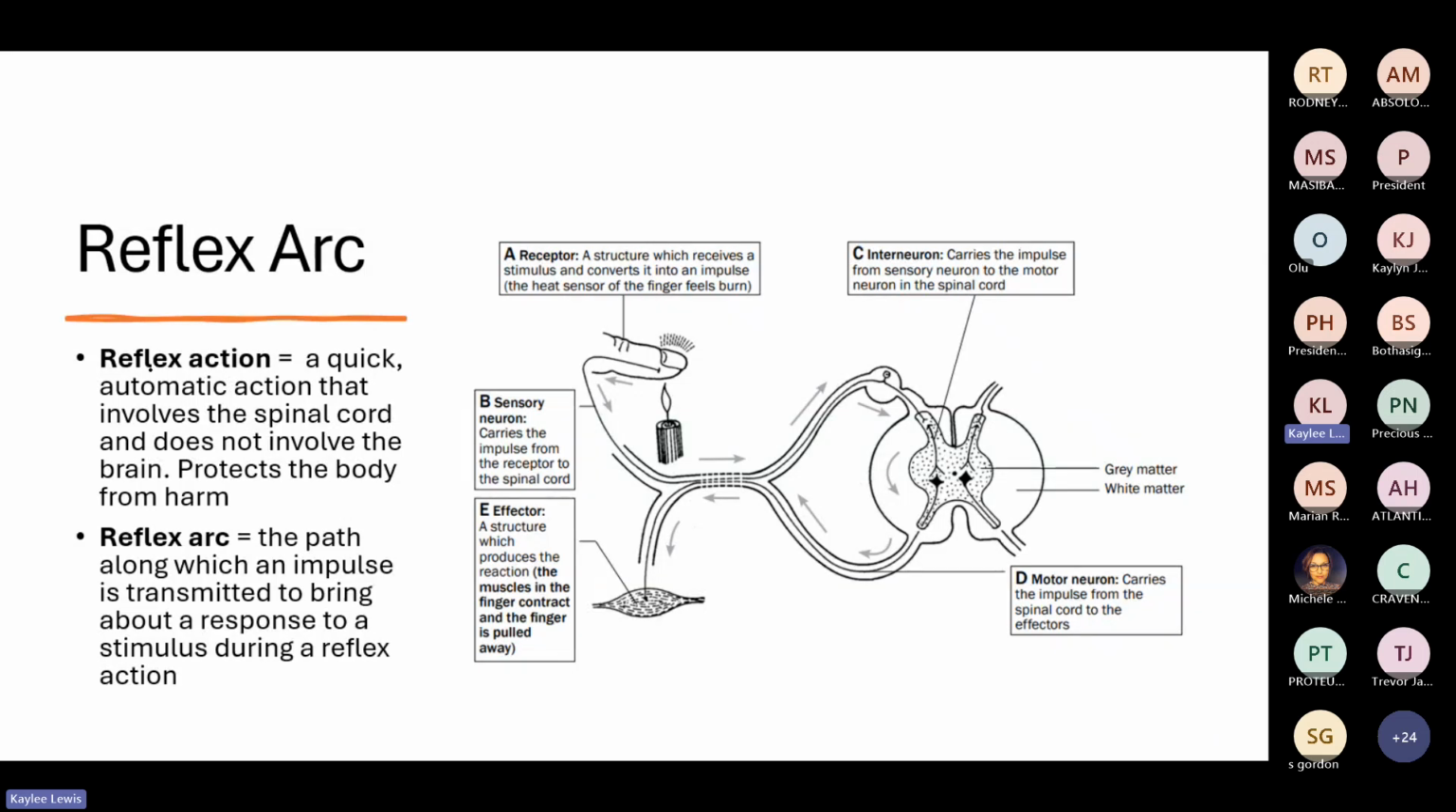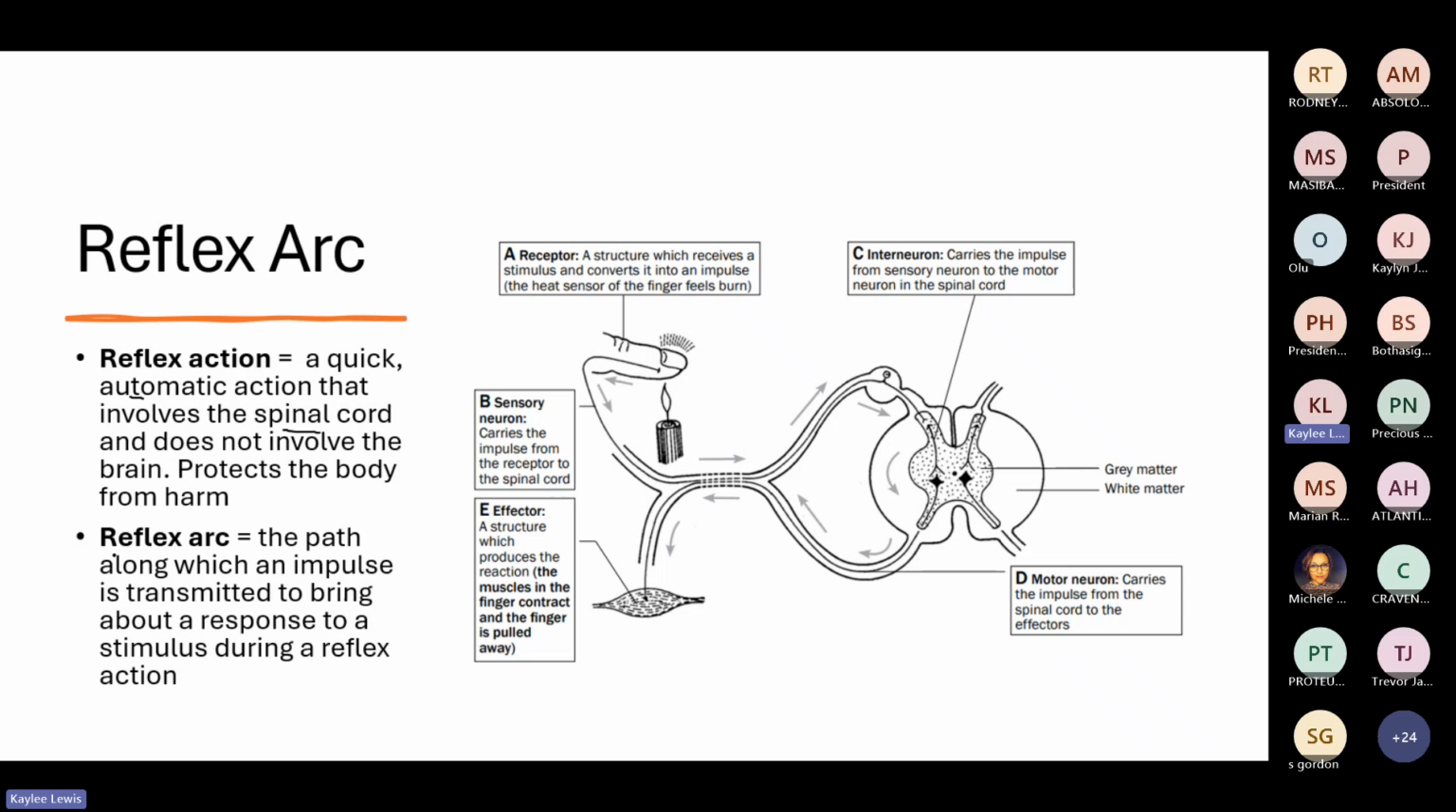So I think you've heard of reflex action before because it's your blinking, your sneezing, etc. And that's a quick automatic action. You don't think about it, and it involves the spinal cord. It does not involve the brain. Why? Because you want a quick action to protect your body from harm. If it has to go from the spinal cord all the way to your brain and back down again, it's longer, and that may cause your body to be harmed. So reflex action only involves the spinal cord.